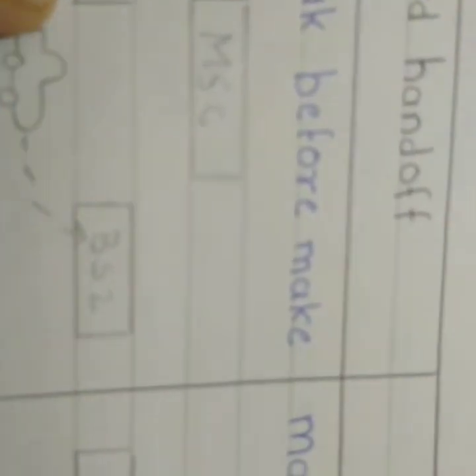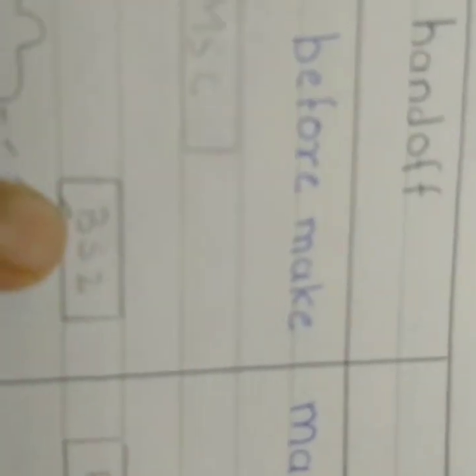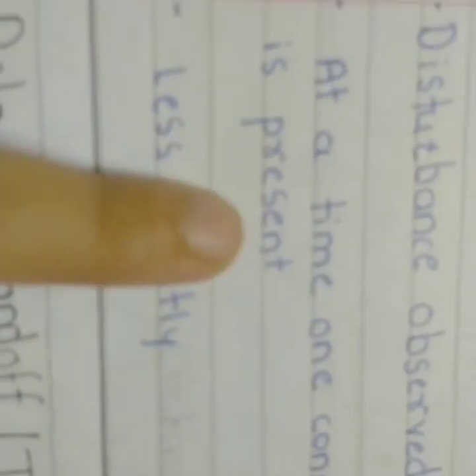So the customer is talking on the phone and is moving from base station 1 to base station 2. But before making the connection with base station 2, it gets disconnected from base station 1. That is called hard handoff. That is, it doesn't make the connection with base station 2; before that, it gets disconnected from base station 1. That's why it's called hard handoff. In hard handoff, we observe some disturbance, and at a time only one connection is present, so it is less costly, we can say.